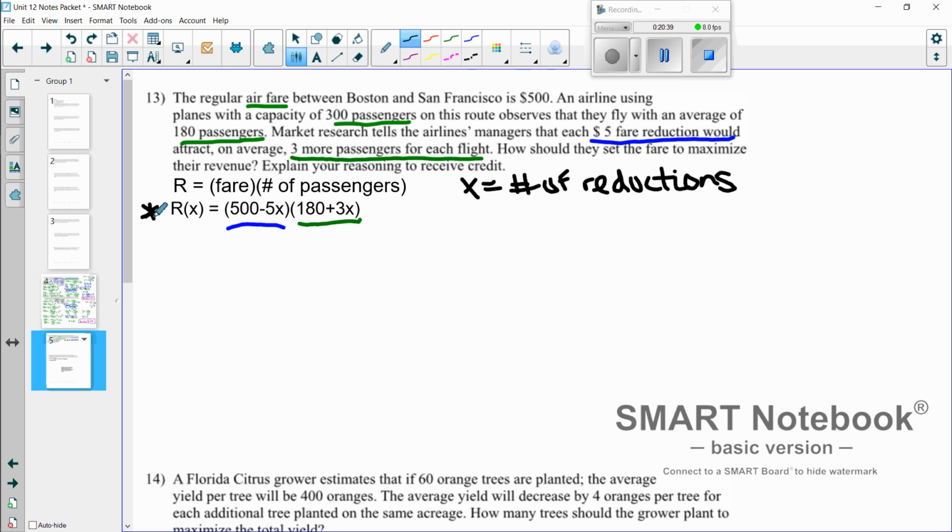So let's do this from that equation. How do we want to take the derivative here? Do we want to use the product rule? I don't think so. What I think we should do, and this is what we will do, is multiply through those parentheses. So the 500 times the 180, that's 90,000. Again, you could do this on your calculator. 500 times 3x, well, that's 1500x.